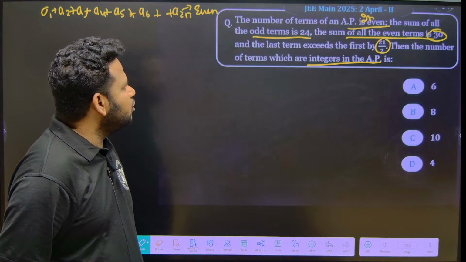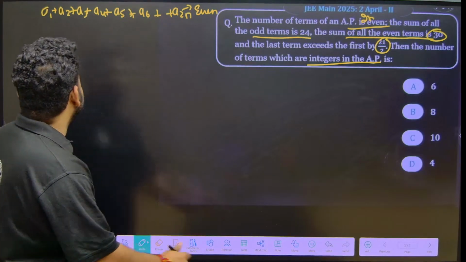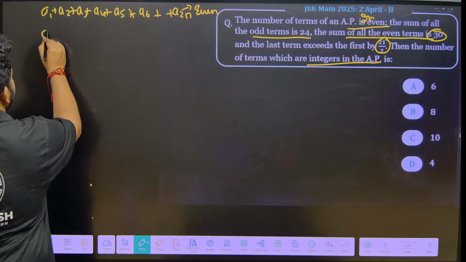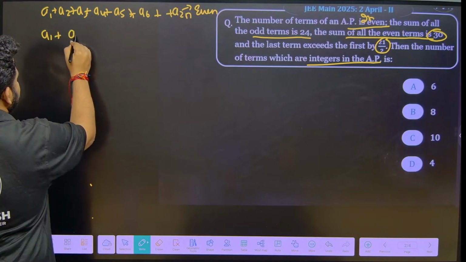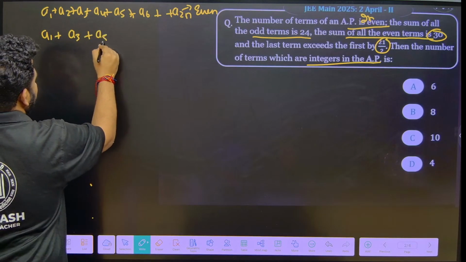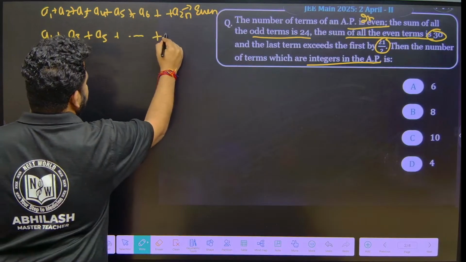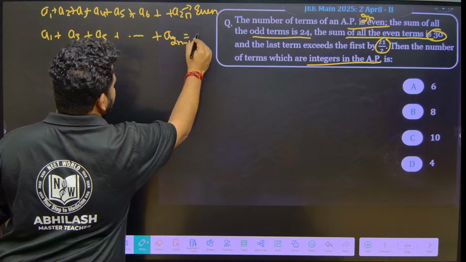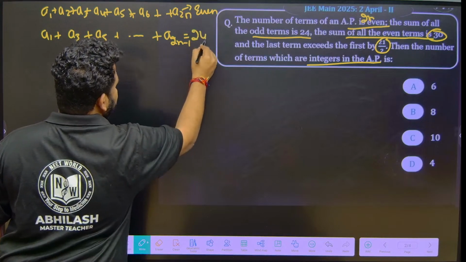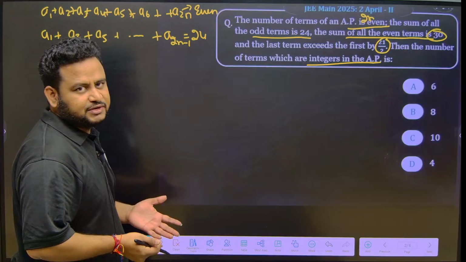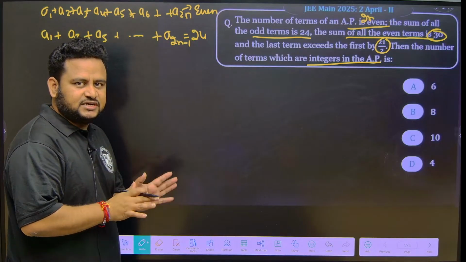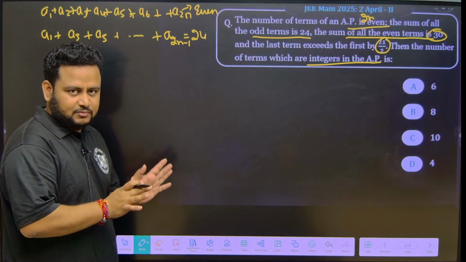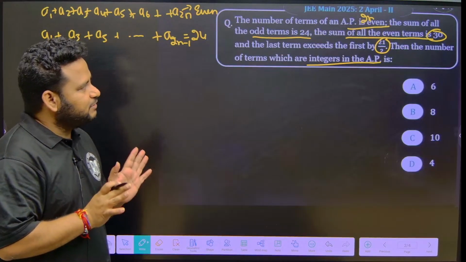Now what are they telling? The sum of all the odd terms is 24. Sum of all the odd terms, that is what? A1 plus A3 plus A5 up to A2n minus 1. This is 24. Next, what is the information that they have given? I am just writing the information that they have given. I am not solving it even now.